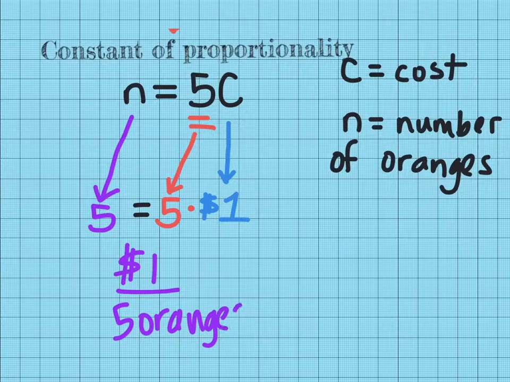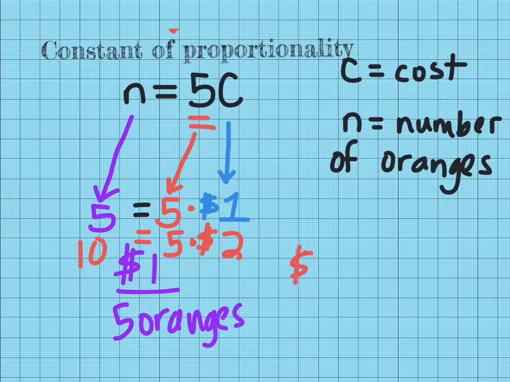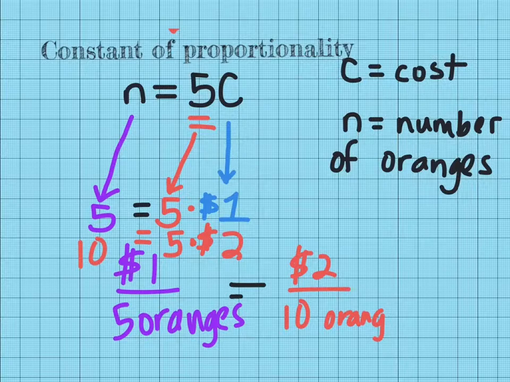I could take any cost C that I want to spend and substitute it in for C. So if I want to spend $2 on oranges, I again multiply it by my constant multiplier of 5 and get an output of 10. So for $2, I would be able to get 10 oranges. You could also notice that these two ratios are equal, because if I scale up by 2 in the numerator and scale up by 2 in the denominator, they are in proportion.